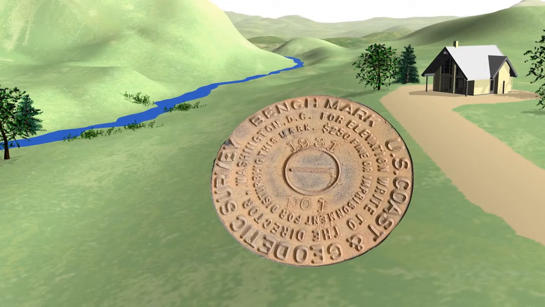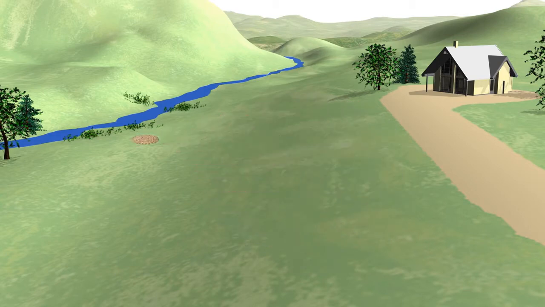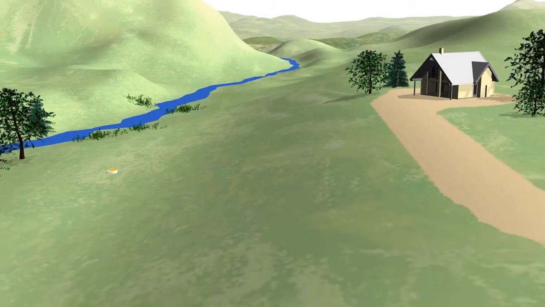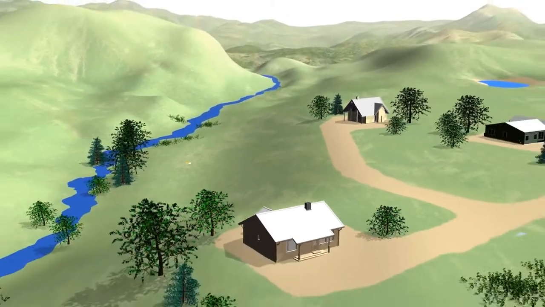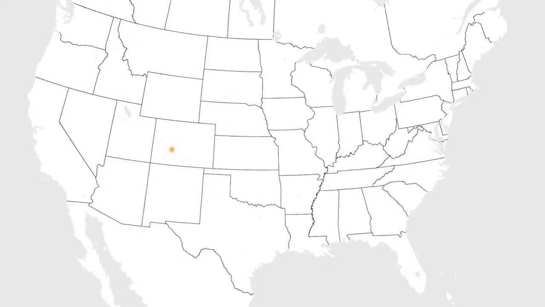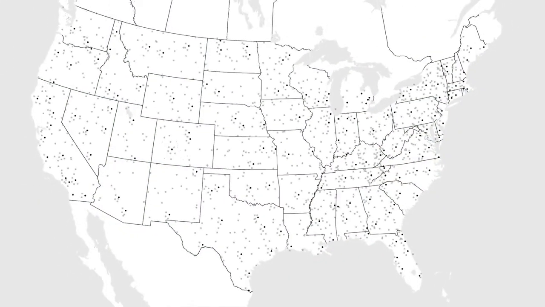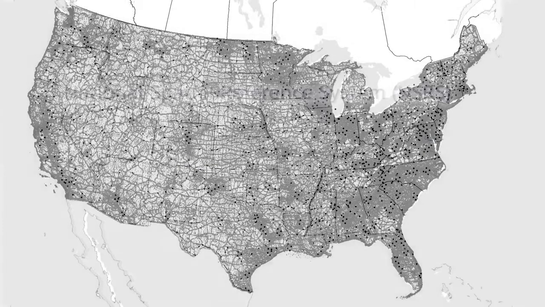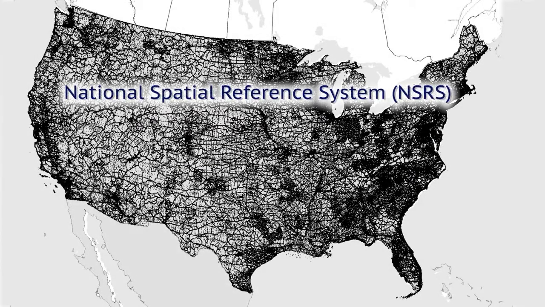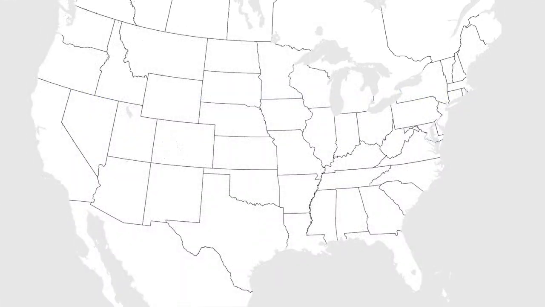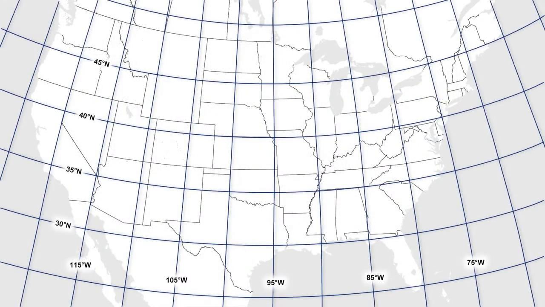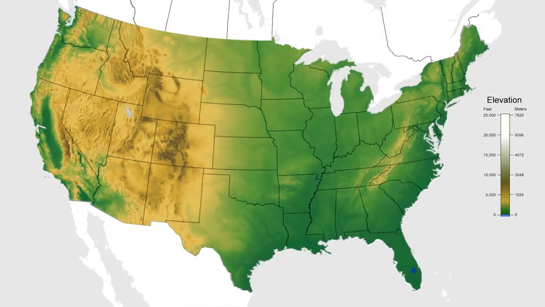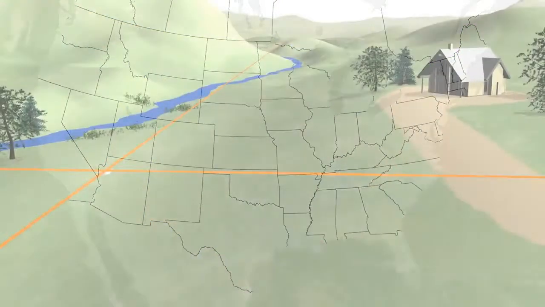For surveyors, that starting point is usually a nearby survey mark. When adjoining properties share these common starting points, it's easier to align them properly on a map. And when we all use a network of these marks spanning the continent, we share one national spatial reference system. For many decades, we have had two types of nationwide datums in the United States, horizontal and vertical, and they were generally separate from one another.